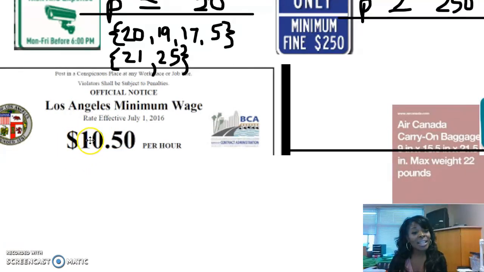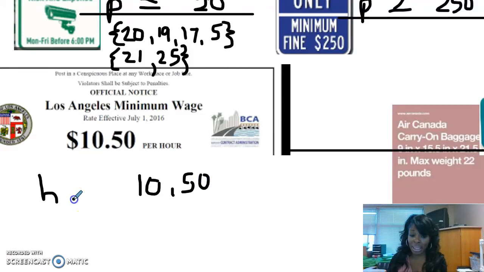Okay, so let's look at the next one. Los Angeles minimum wage, which in Los Angeles would be not a lot of money. So our hourly wage is $10.50. So yeah, sure, we can make $10.50 an hour. So we put the line for equal, but can we make more? Sure.